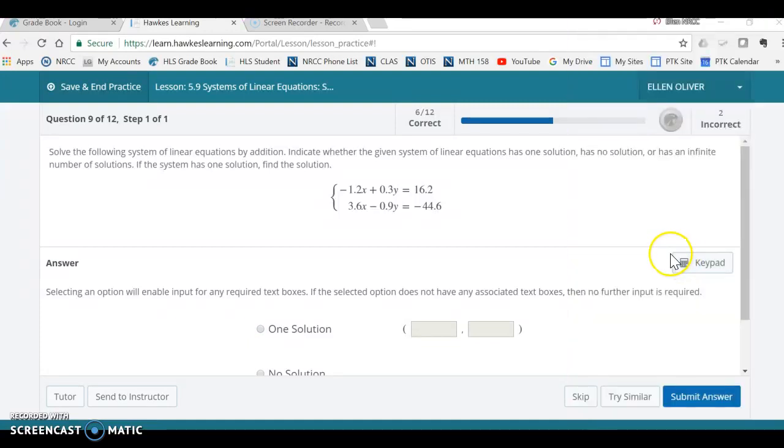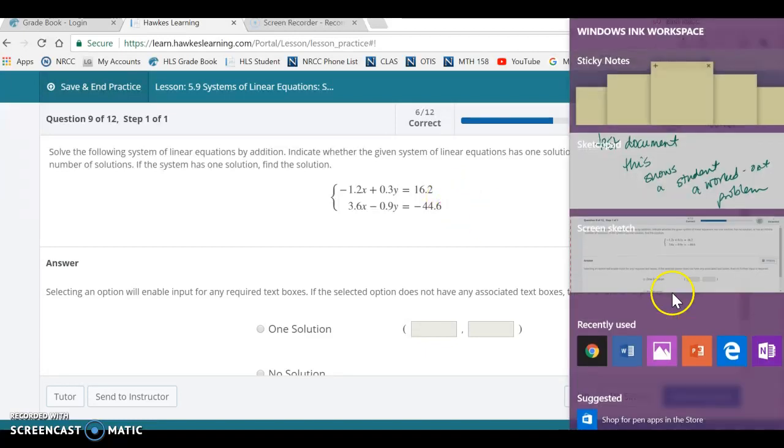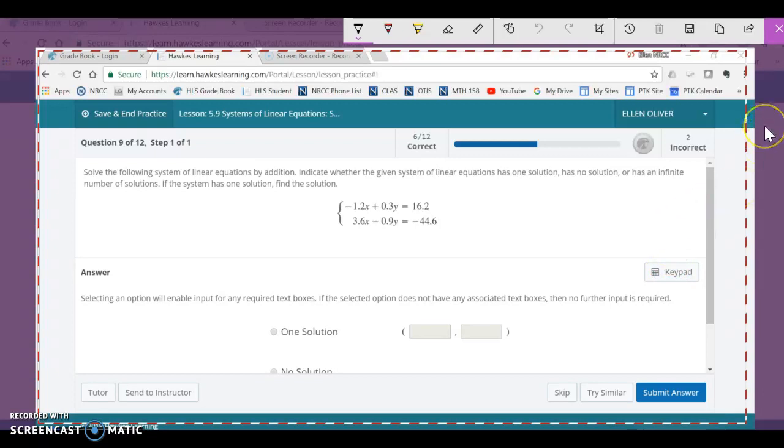You can keep the decimals inside your problem, or you can multiply by whatever power of 10 you need for them to go away. So let's see. That's up to you. If you multiply everything by 10, you notice each decimal will move one place to the right. So that would be negative 12x plus 3y equals 162. This one would be 36x minus 9y equals negative 446. So that's if I multiplied everything by 10.